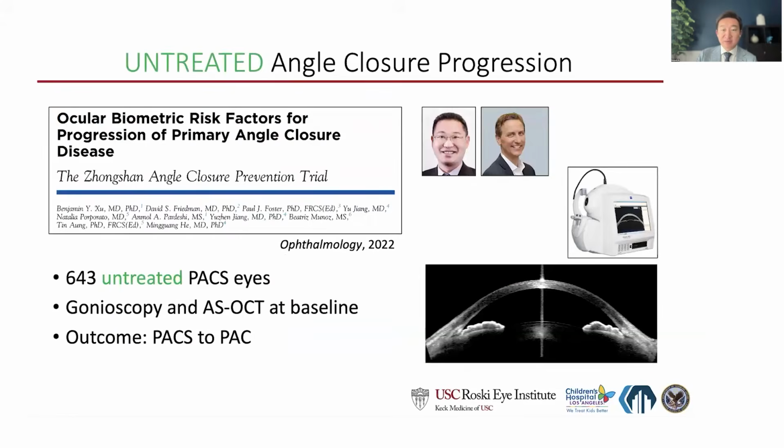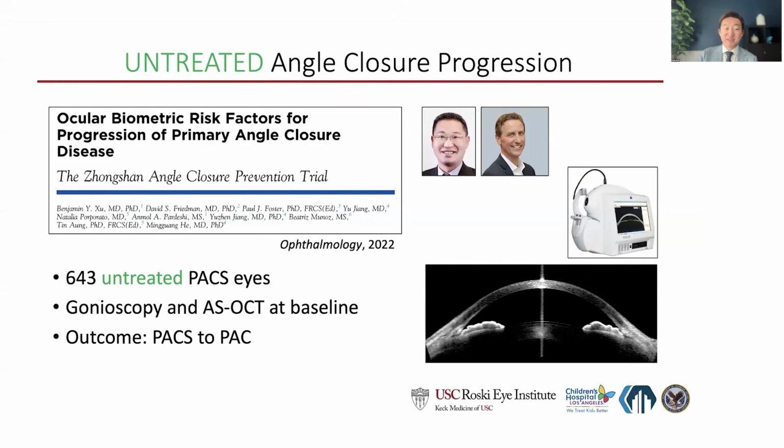More recently, I collaborated with Drs. Mingguang He and David Friedman, who were the lead investigators for the ZAP trial, in order to study whether ocular biometric measurements could act as risk factors for predicting progression of primary angle closure disease. And here in this study, we looked at 643 untreated PACS eyes from the ZAP trial so that we could observe the natural history of angle closure.